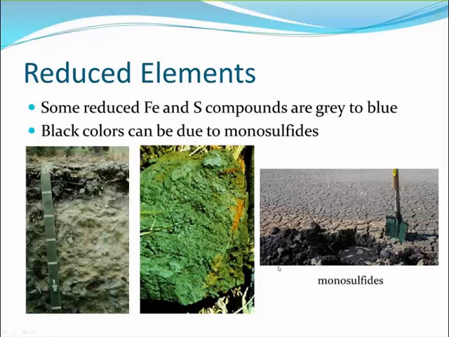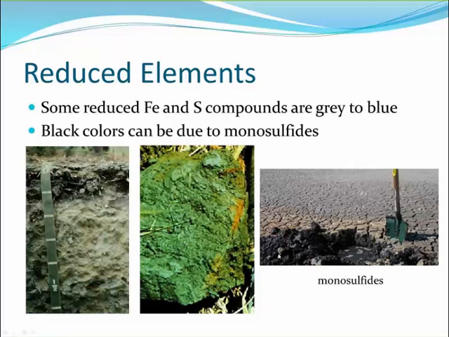Other reduced elements, well, we have reduced iron and sulfur compounds, and those can be anywhere from gray to blue to almost green. And so the picture in the center is reduced iron oxides, and it's dominantly gray in color. There's a little bit of oxidized iron in here, and that's the red color. The picture in the center is a special type of iron called glauconite, but essentially it's green, and the soil is green when it is reduced.